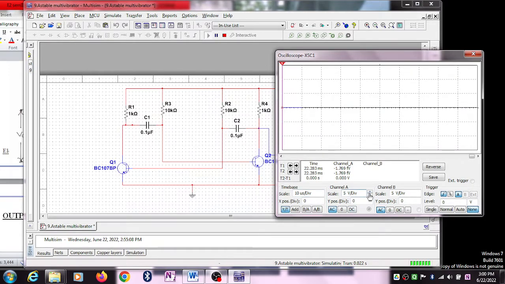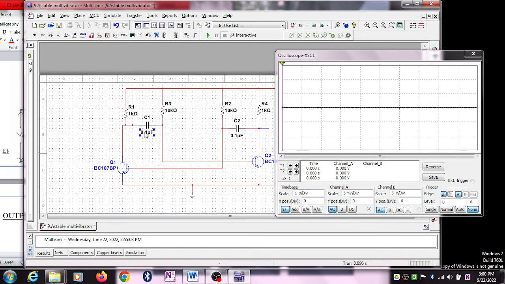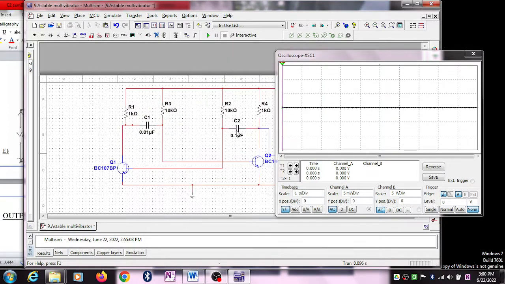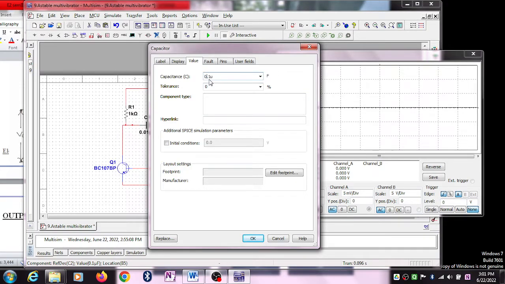Before that, you better calculate your 0.69 RBC. RB is 10K, 0.1 into 10 to the power minus 6. So 1 into 10 to the power 3, times 10 to the power minus 6, minus 3. So 1 millisecond, somewhere around this it should come. Too small a value, therefore you are not able to get it at 10K. 0.001, let us make it 0.01. You have to try different combinations and see which one will work.